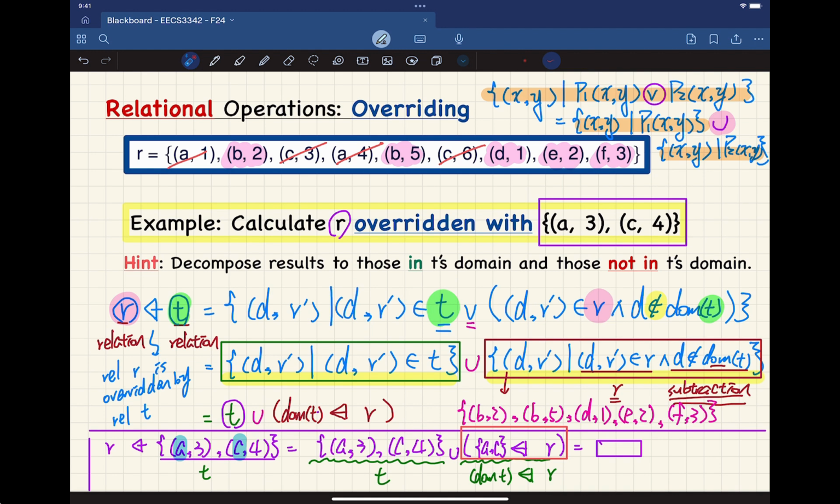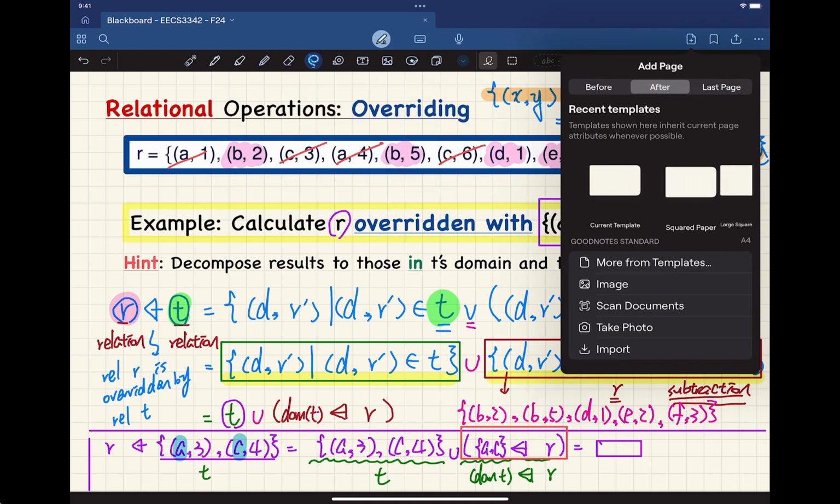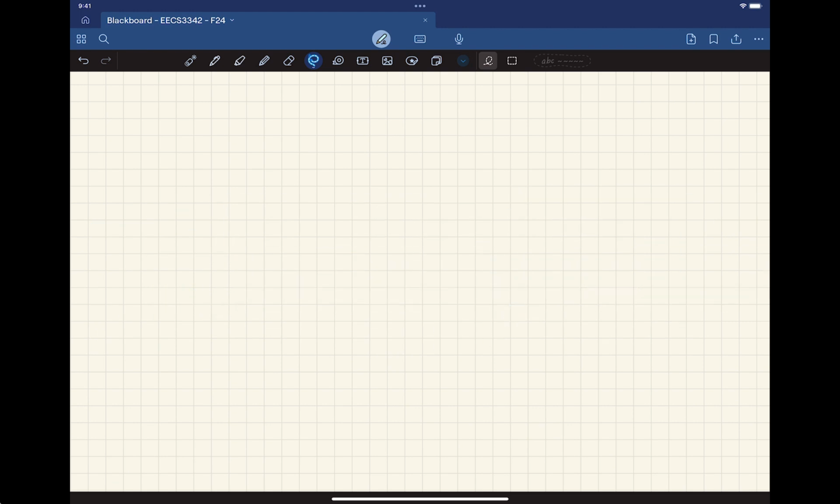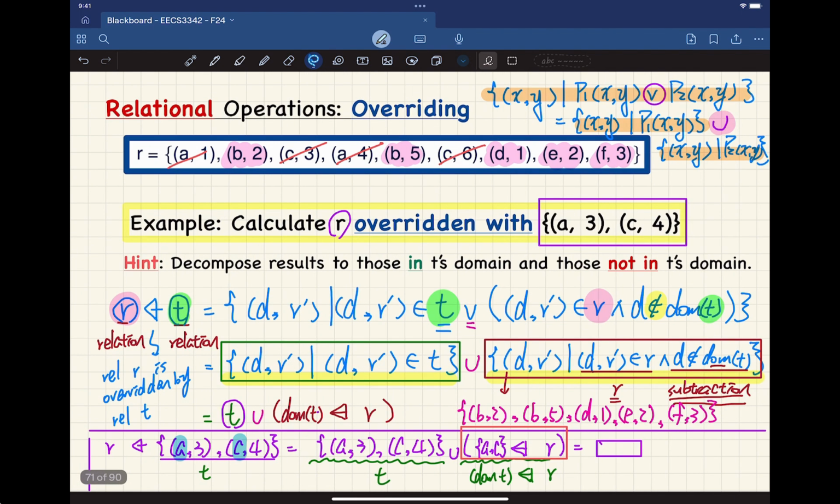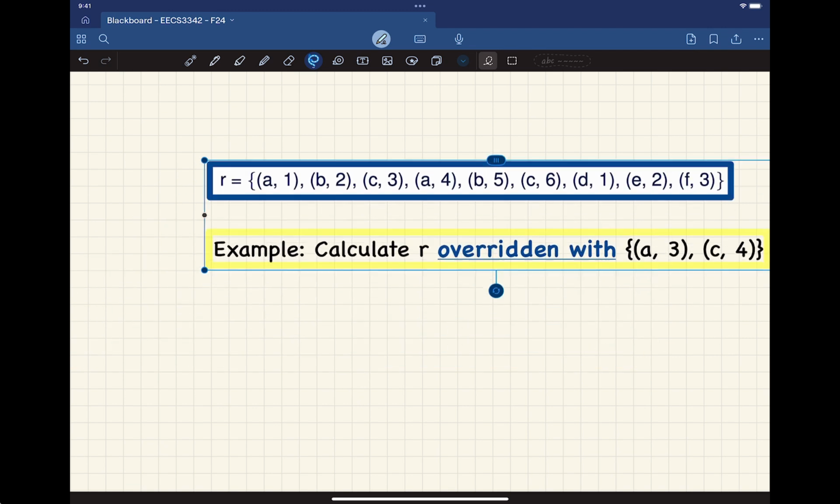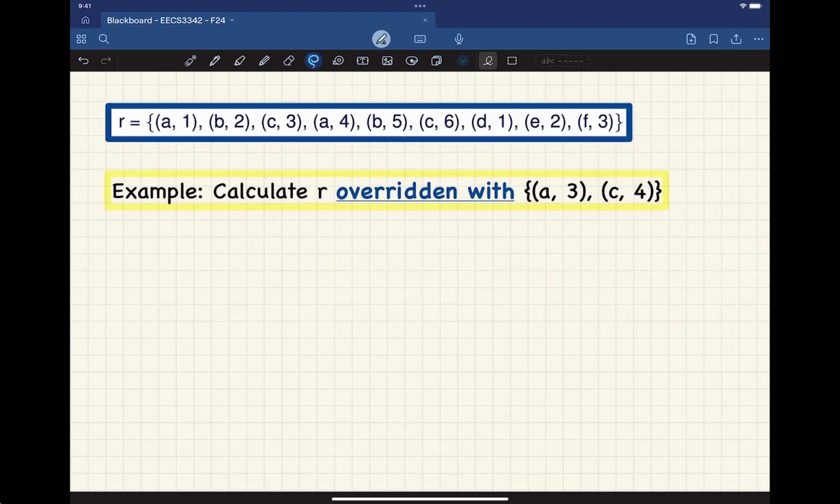All right, let me create a new page and give you guys a little bit more intuition. Oops, didn't copy the relation, right? Sorry about that. There we go. All right, let's now revisit this example here.